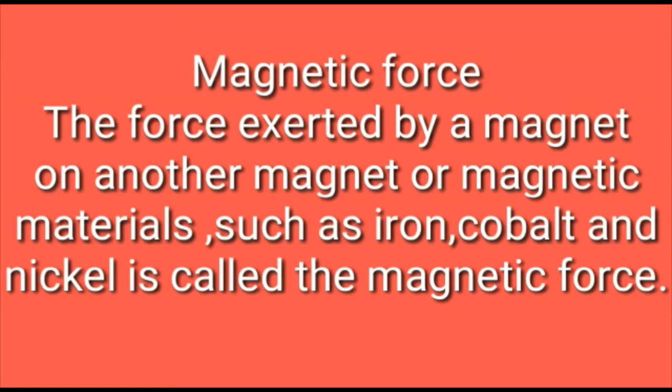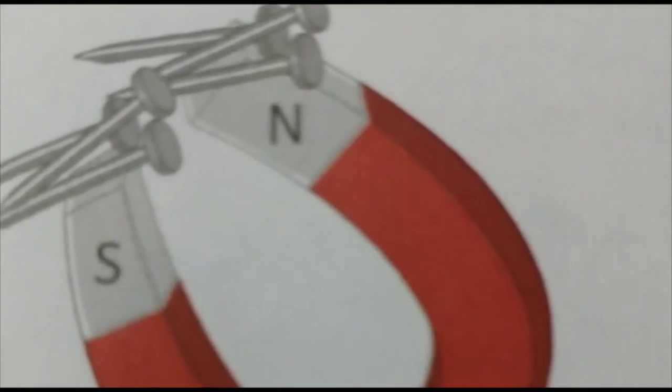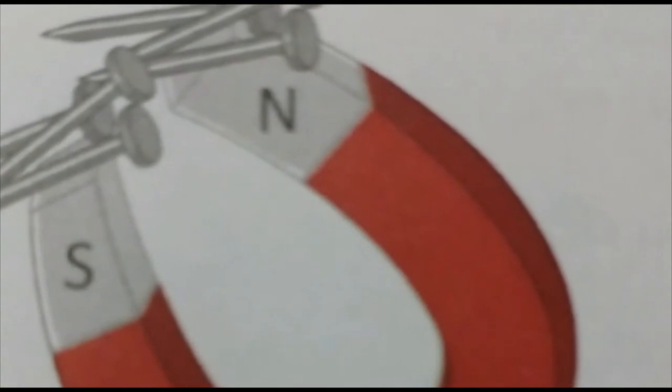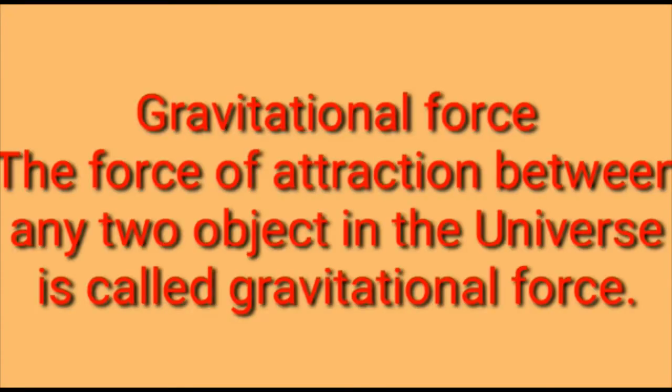Next, magnetic force. Iron nail gets attracted to a magnet. The force exerted by a magnet on another magnet or magnetic material such as iron, cobalt and nickel is called a magnetic force.